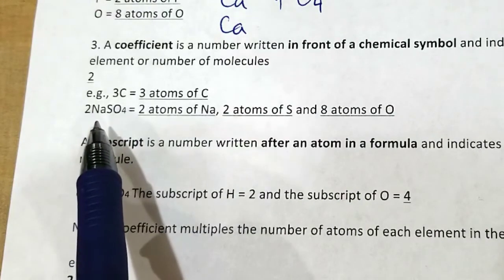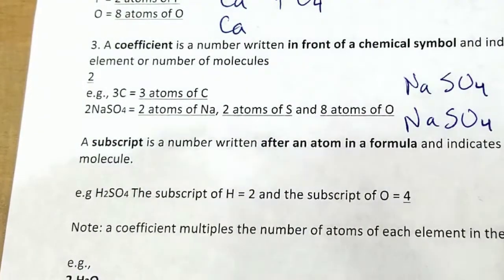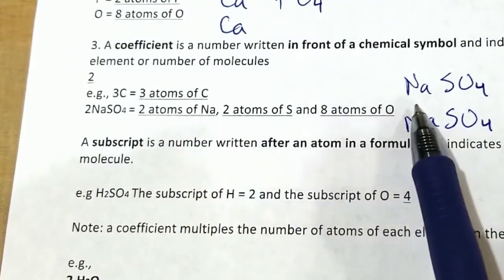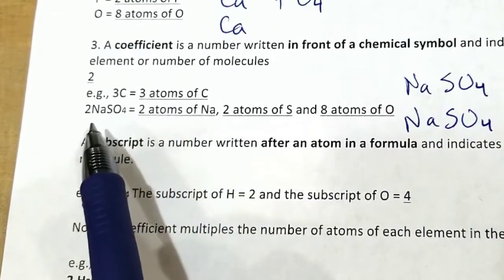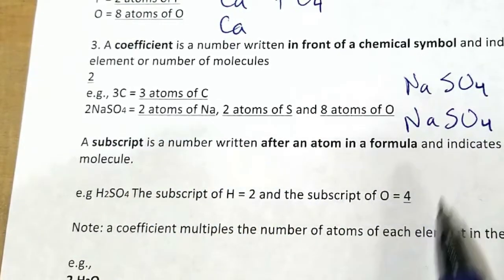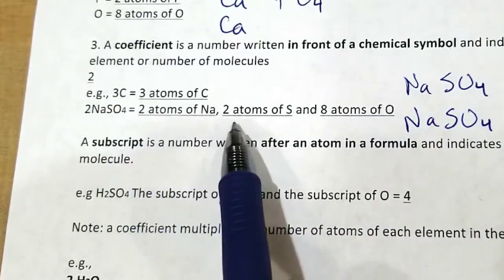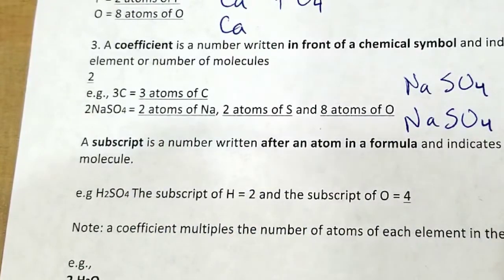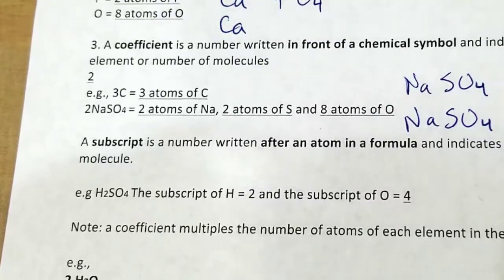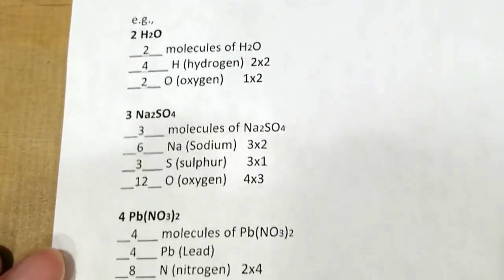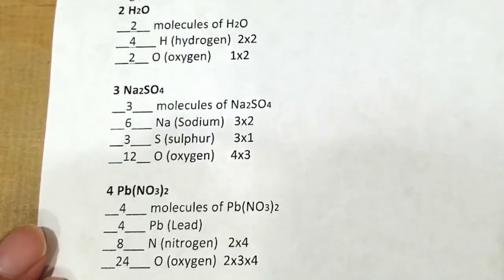Again, we can write it out. So I just wrote NaSO4 twice because the coefficient is 2, telling us that we have 2 of the formula. And by adding them up vertically, we still get 2, 2, 8. Let's move the ones to the bottom and let's try out these examples.